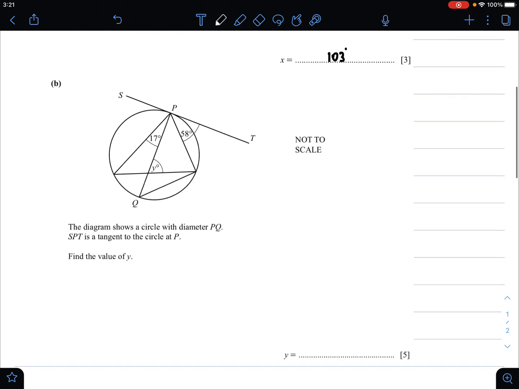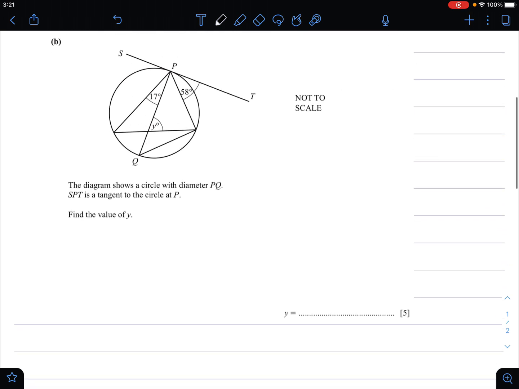Now let's move to part B. So for part B, they are asking us to find the value of y. Now there are many methods that you can use to find the value of y. One is that, they tell us that PQ is the diameter. So we know that the entire part of this angle would be 90 degrees.